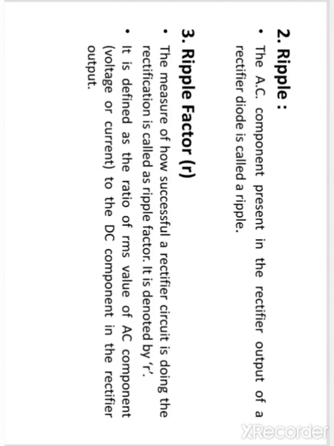Now, the next one is ripple factor. This ripple factor is measured in the form of percentage. The measure of how successfully a rectifier circuit is doing the rectification is known as what? Ripple factor. It is denoted by small r. It is simply the ratio of the RMS value of AC components to the DC component in the rectifier output.